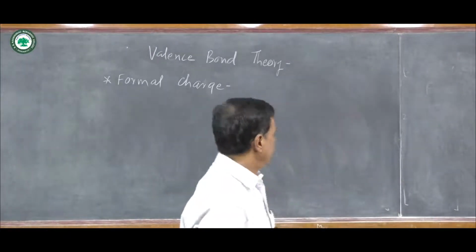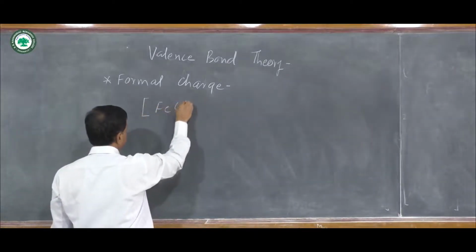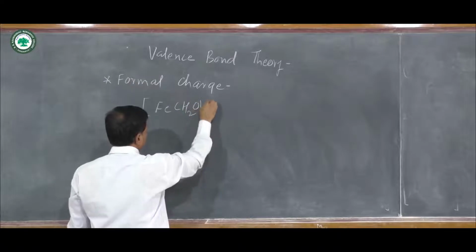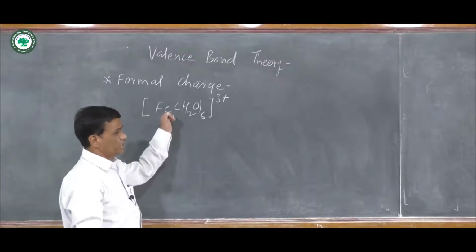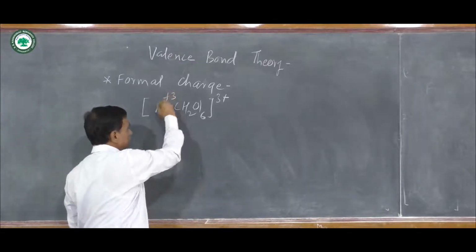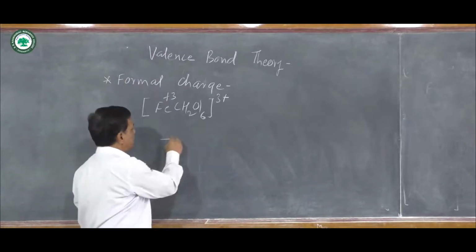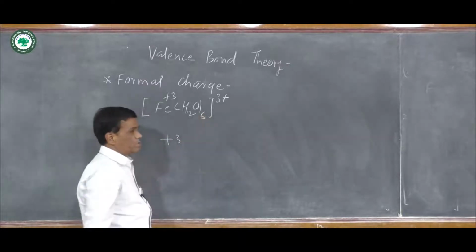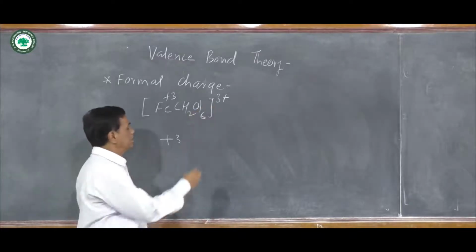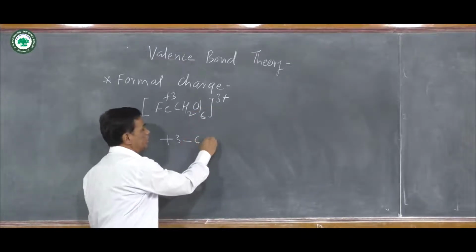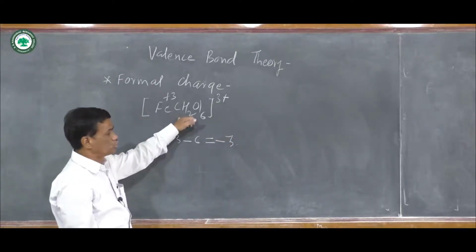Example: suppose there is a formation of the Fe(H2O)6 3 plus complex ion. In this complex ion, the charge on iron is equal to 3 plus. Charge on iron is equal to 3 plus, and the number of electrons donated by the ligands, here 6 H2O ligands are there, and the shared electron is equal to minus 6. Therefore, formal charge is equal to minus 3 in Fe(H2O)6 3 plus.